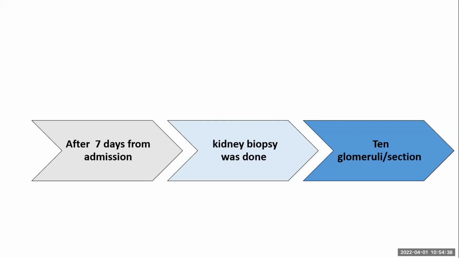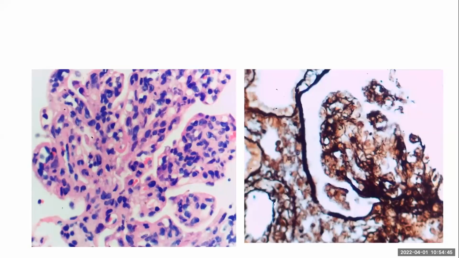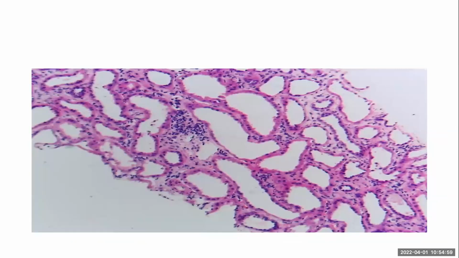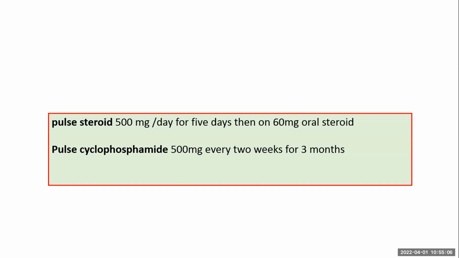After 7 days from admission, kidney biopsy was done, with 10 glomeruli per section. It shows mesangial hypercellularity and thickening of the basement membrane, so it is an MPGN pattern, and shows cellular crescents, 5 cellular crescents from 10 glomeruli, and acute tubular injury. So it is a case of MPGN with crescents. We asked for immunofluorescence and started the management as crescentic glomerulonephritis with pulse steroid 0.5 gram per day for 5 days and pulse cyclophosphamide every 2 weeks.